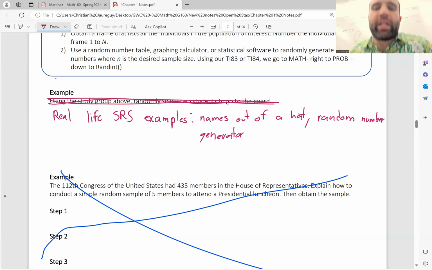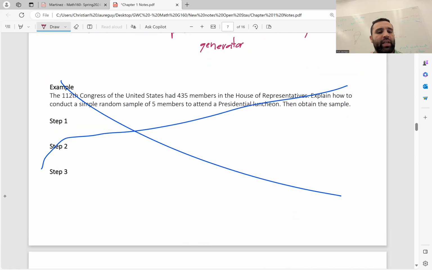So just to keep perspective of what's about to happen, we're creating a style of question where you'll read the situation and then pick from the different types of sampling. Our first sample, what we just talked about, is the simple random sample. So we skip that example.